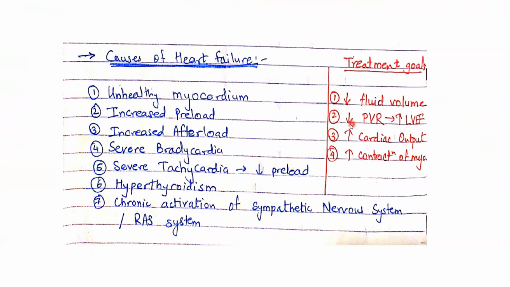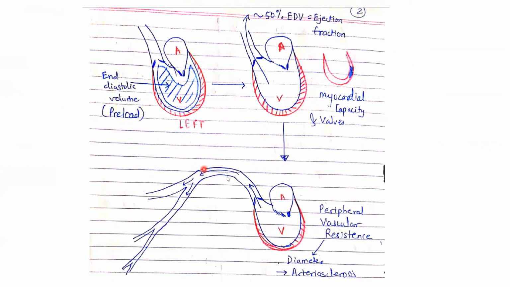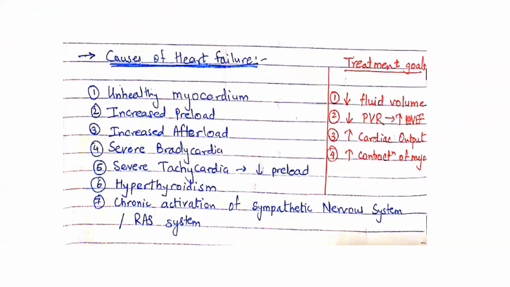Second treatment goal, if I have to reduce peripheral vascular resistance, if I reduce this resistance, somehow I cause vasodilation of the arterioles. It will offer less resistance to the blood flow. Blood will flow efficiently through the blood vessels and the stroke volume may increase. And ultimately this will lead to increased cardiac output. So my treatment goals will be this.